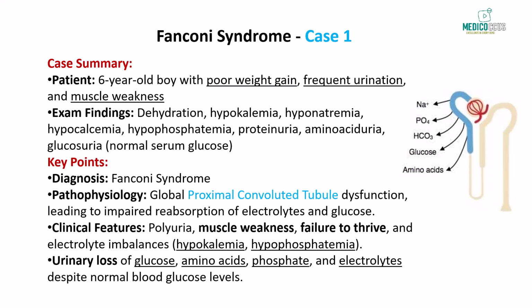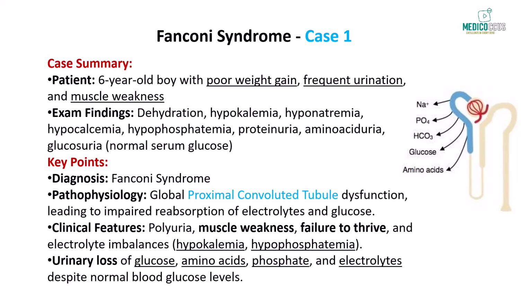Okay guys, now let's dive right into Fanconi syndrome, a condition affecting the proximal convoluted tubule of the kidney. This syndrome results in various clinical features such as failure to thrive, polyuria, muscle weakness, and electrolyte imbalances. All of these are caused by the impaired reabsorption of essential substances in the proximal tubule.